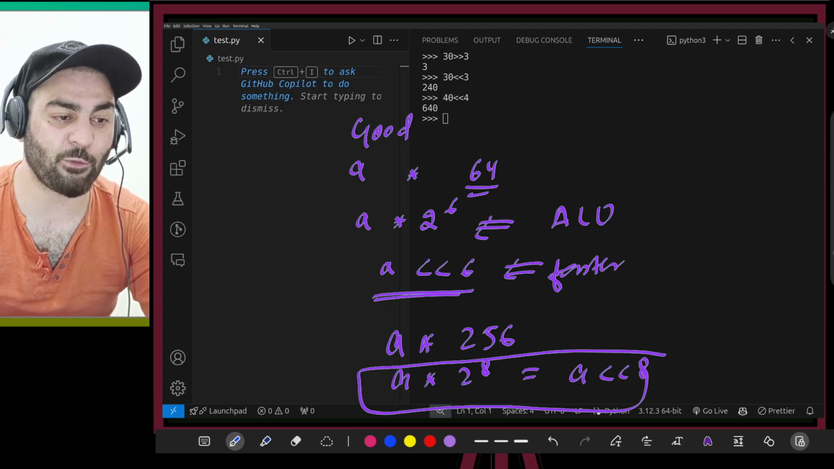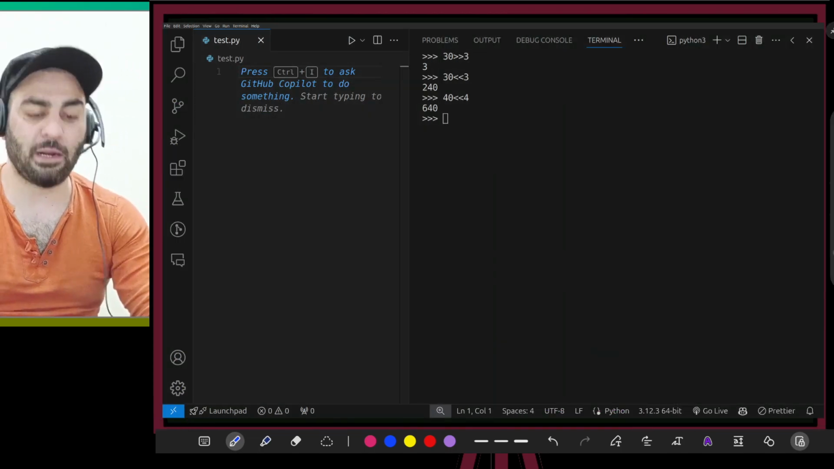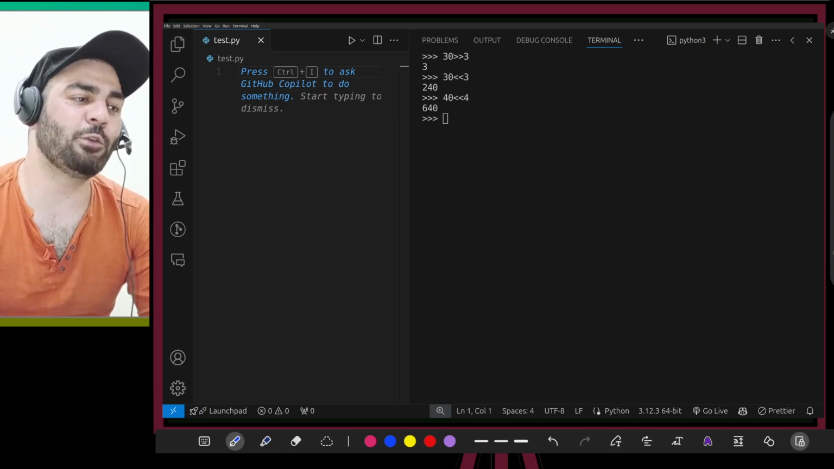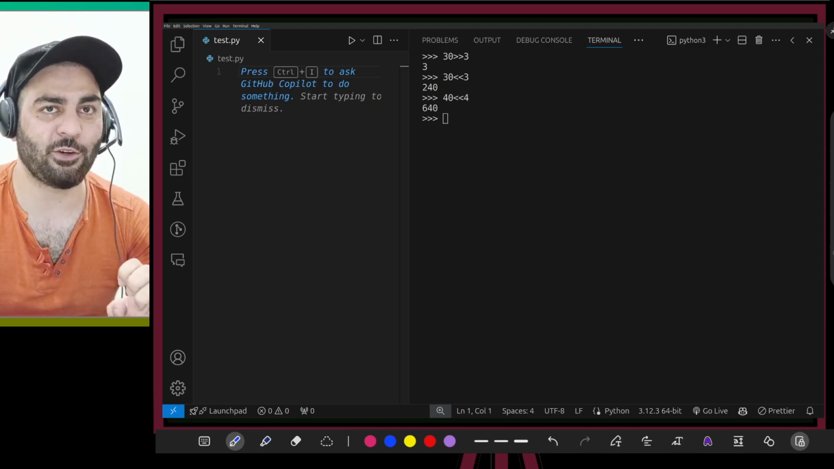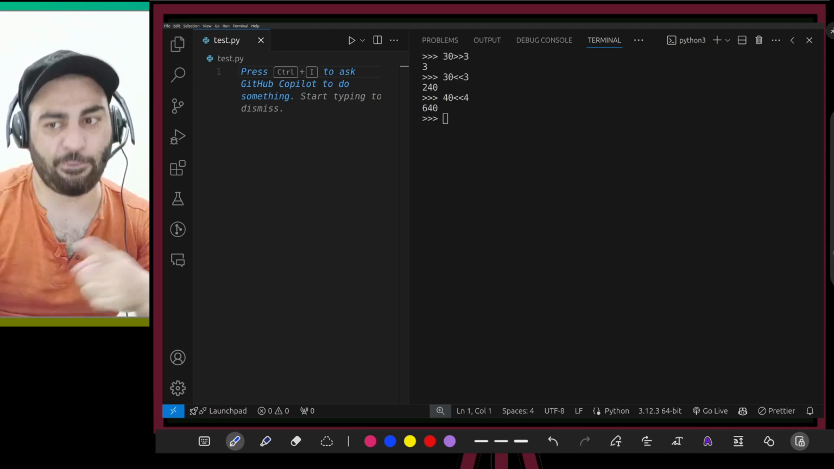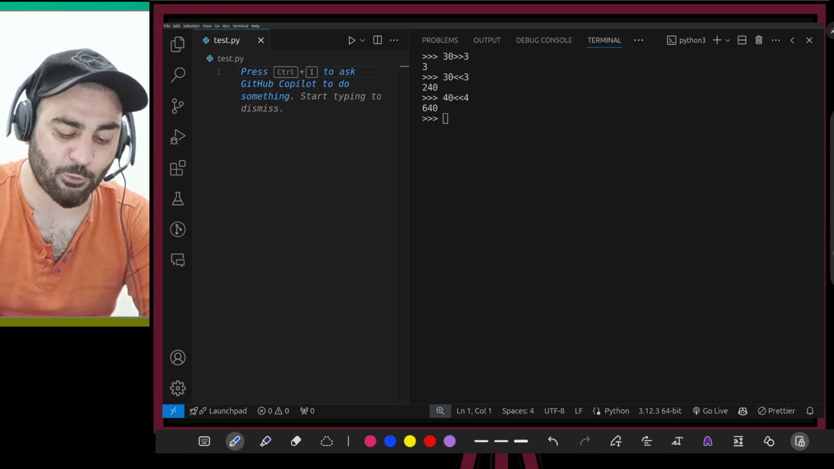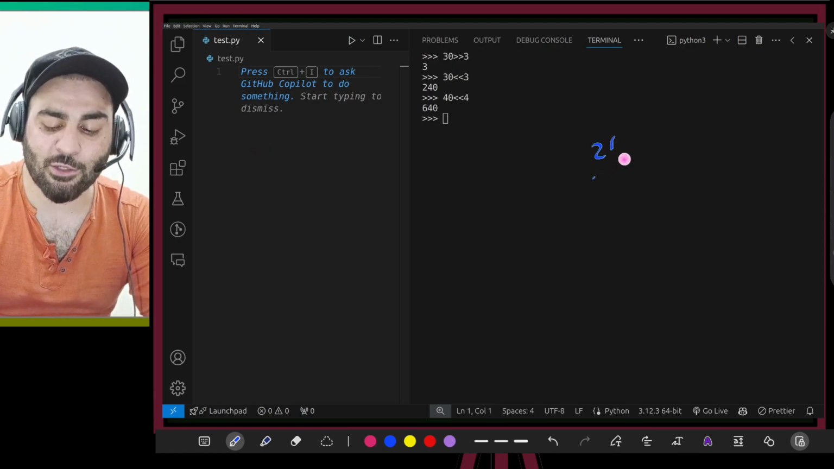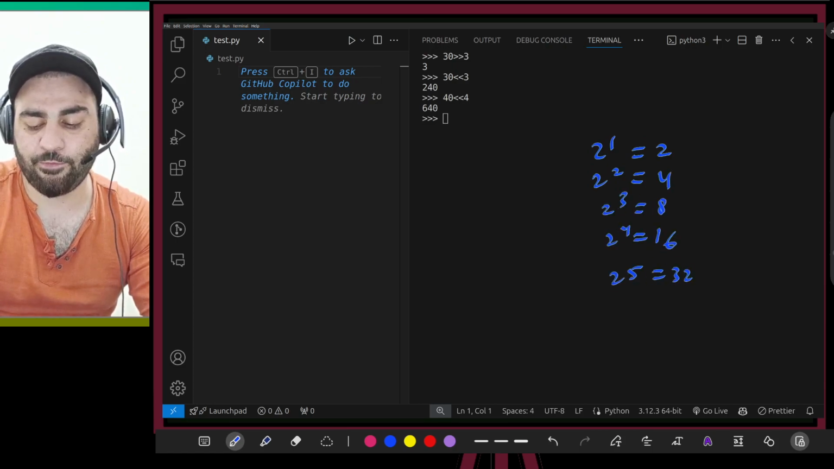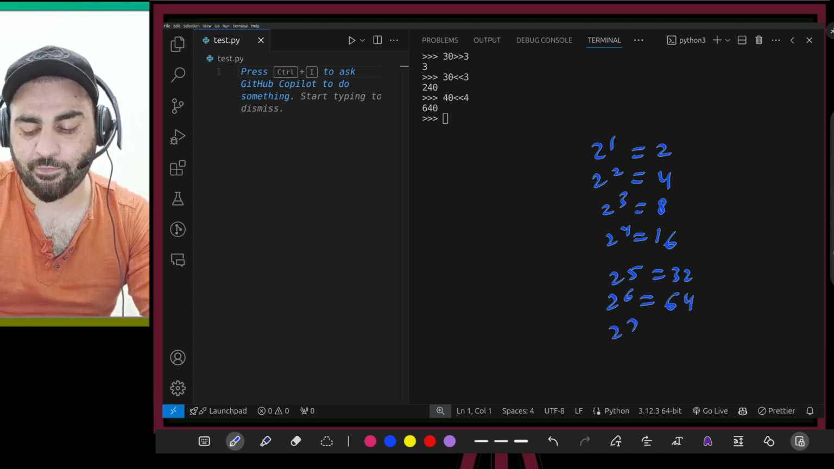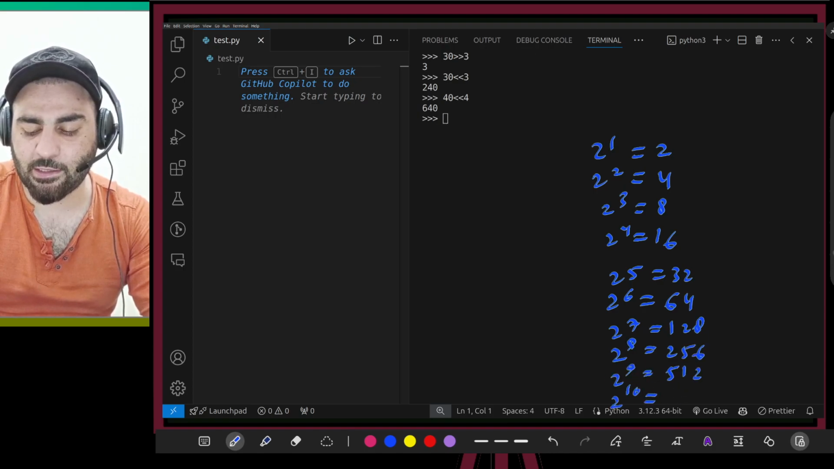The first thing that we saw is that if you want to multiply a number by a power of 2, you can left shift. If you want to divide a number by a power of 2, you can use right shift. Once you see this multiplication, that's why you should remember the powers of 2. 2 to the power 1 is 2, 2 to the power 2 is 4, 8, 16, 32, 64, 128, 256, 512, and 2 to the power 10 is 1024.